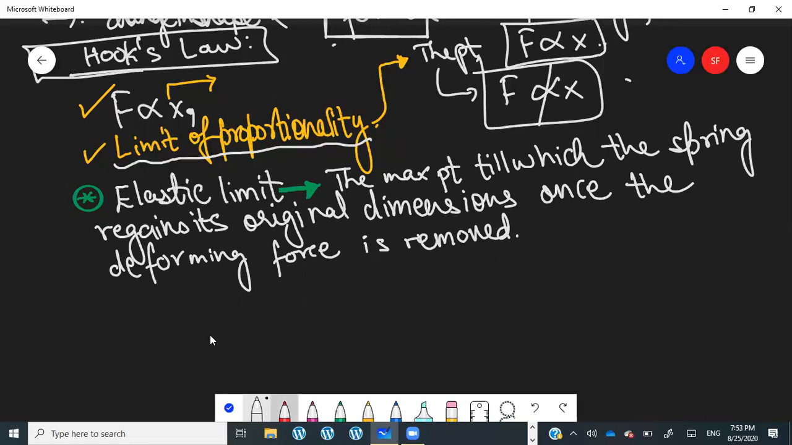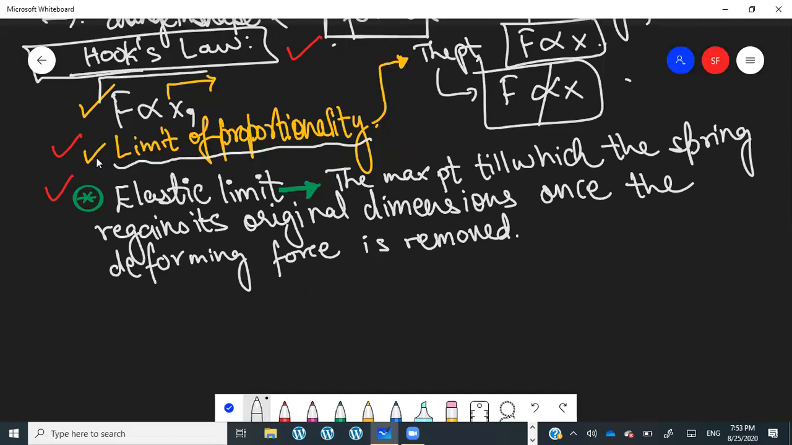And by the way, elastic limit and limit of proportionality both are asked to define, and Hooke's law is also asked to define. And these are very easy marks. If you know the definition, you just need to write them down and you'll get full marks without any deductions, if you write down all the key points which I've given over here, okay?